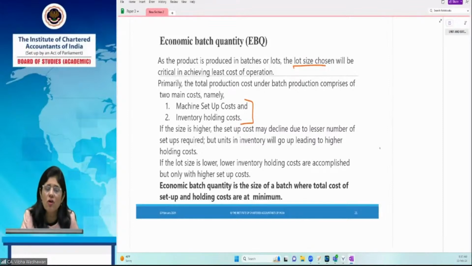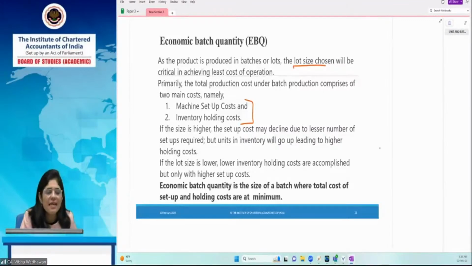Two types of costs are there. Like in economic order quantity, we have the ordering cost per order and the carrying cost. Similarly here, machine setup cost, because for every batch you have to set up the machine. So one lot the machine has produced, let us say, 1,000 units. For another lot, again the machine has to be set up. Clear? So setup time will be there, setup cost will be there. So machine setup cost and inventory holding cost.